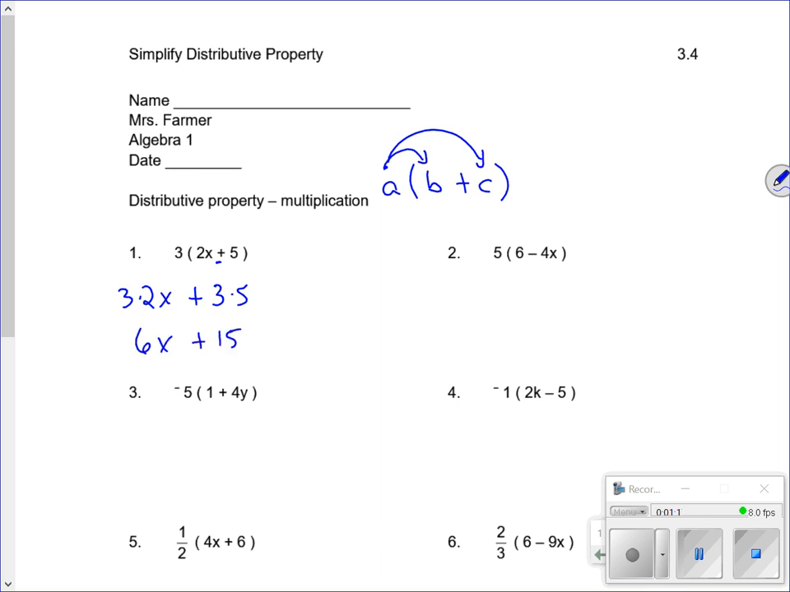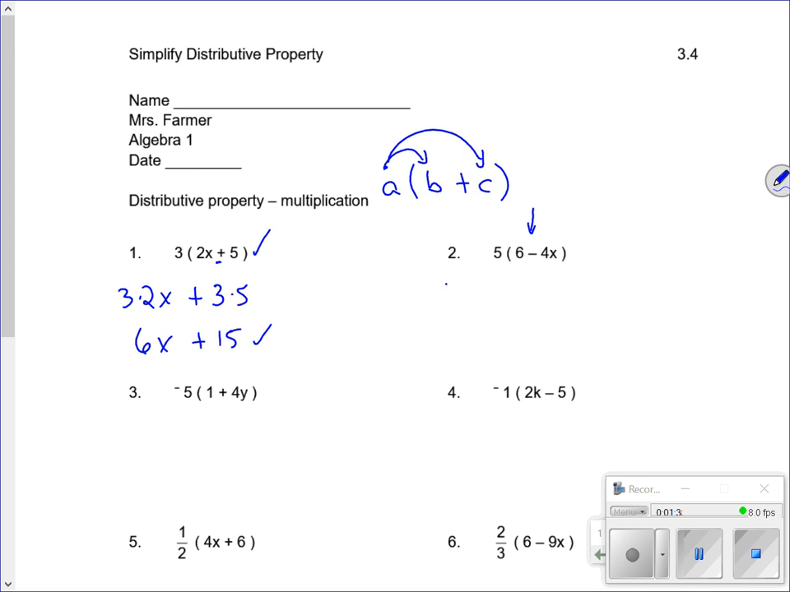6x and 15 are not like terms. You can't add them together, so there you go. That problem is finished. This original expression is equal to this final expression. It does not matter if the operation in the parentheses is plus or minus. Just hang on to it, whichever one it is.